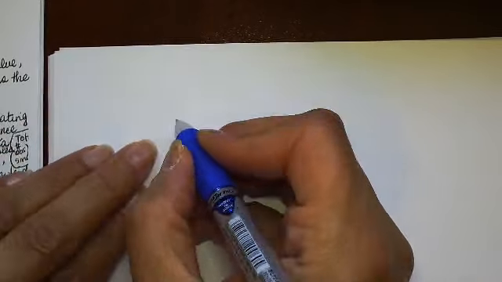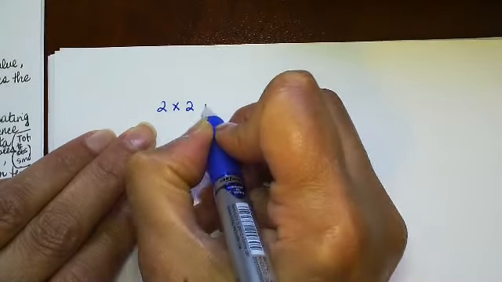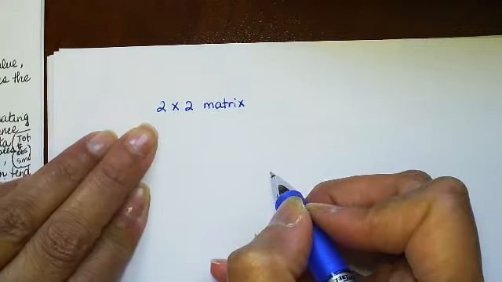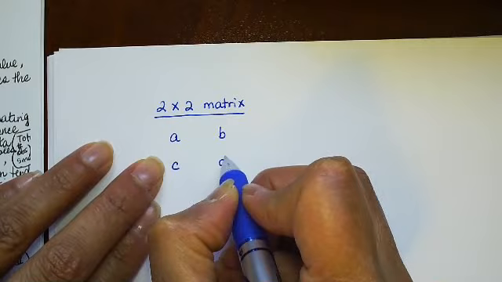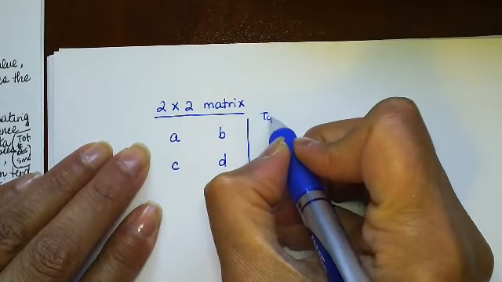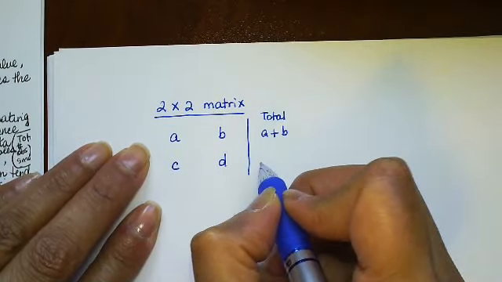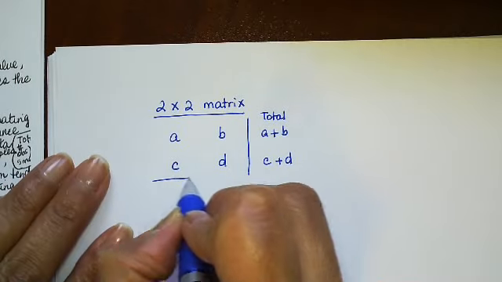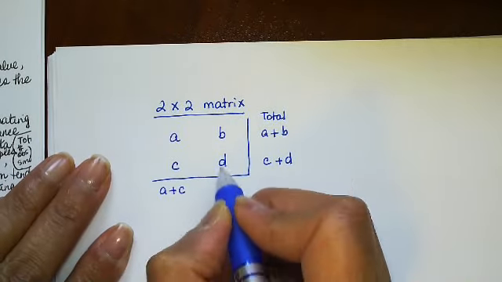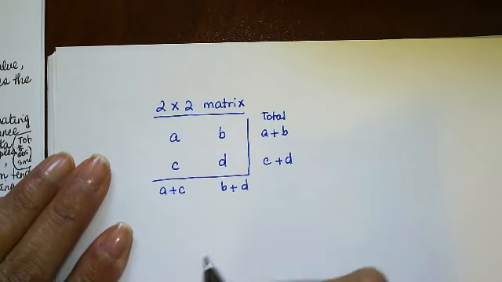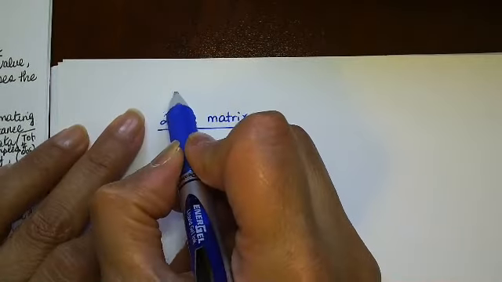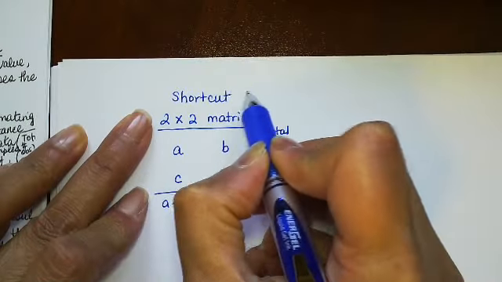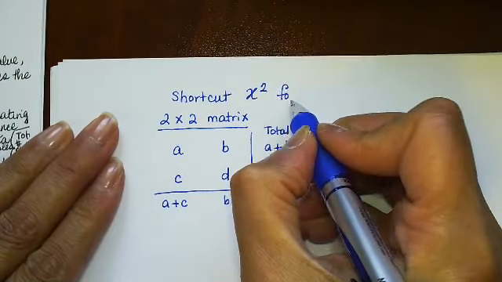Let me explain. Let's say you have a 2 by 2 matrix given by A, B, C, and D. So the row total here would be A plus B, and here the total would be C plus D, and the column total here A plus C, the column total here B plus D. Here's your 2 by 2 matrix. I would like to demonstrate the shortcut chi-square formula.